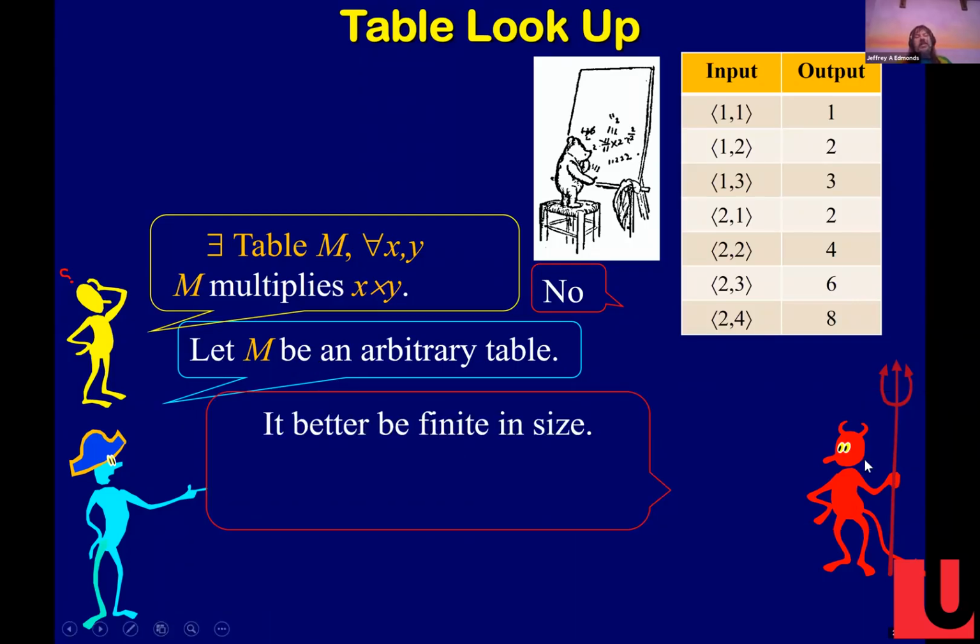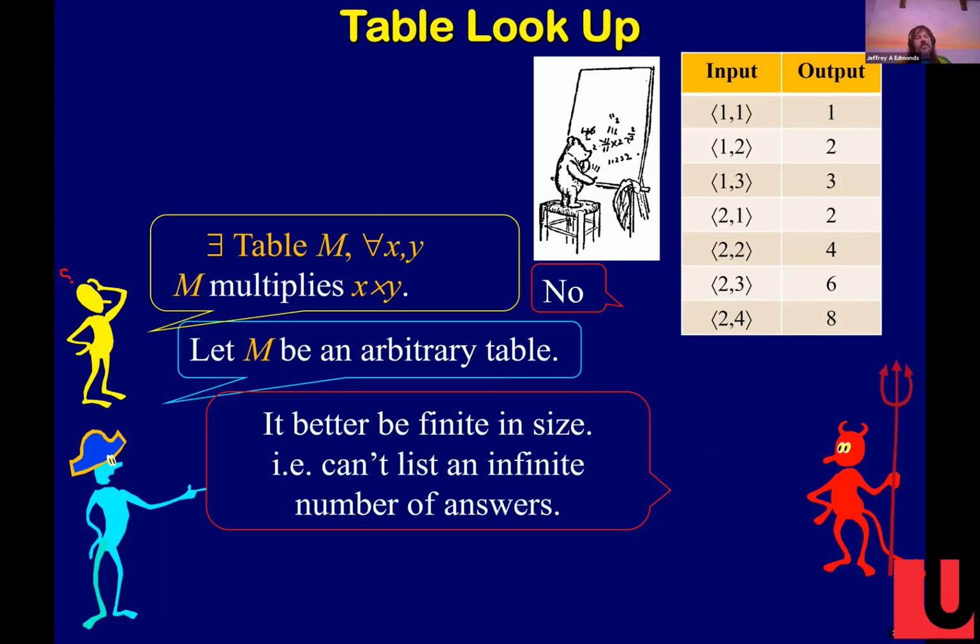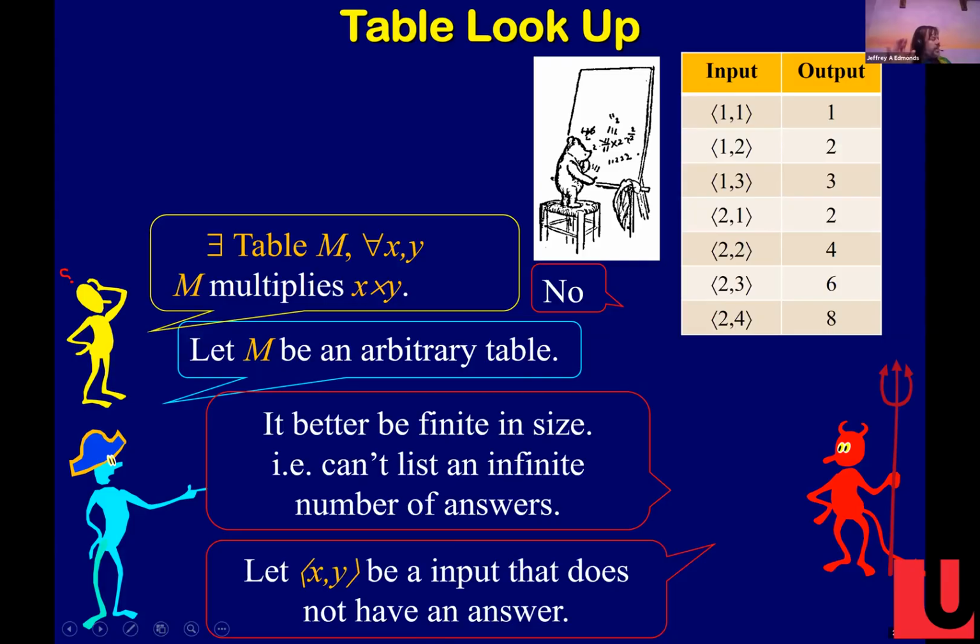And what's true about this table? It needs to be of finite size. And so it can't list every pair of answers. Whatever table we get, it can't list every answer. There will be some x, y pair that is not listed, and it won't have the answer. Are people following this kind of game?